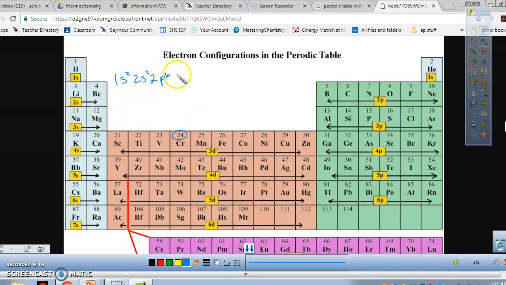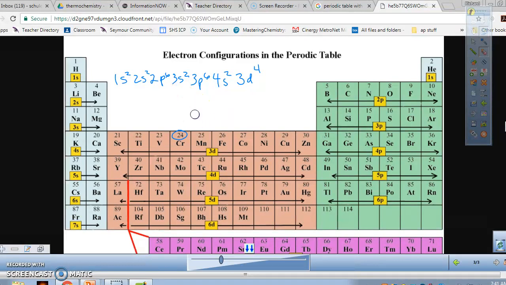And then 3s2, and then 3p6, 4s2, not 3d next. 4s is lower in energy than 3d. So it goes out of order a little bit, but that's okay. And then we're going to come to the d's, and we're going to count in to see how many: 1, 2, 3, 4 for the chromium. So we're going to call it 3d4.